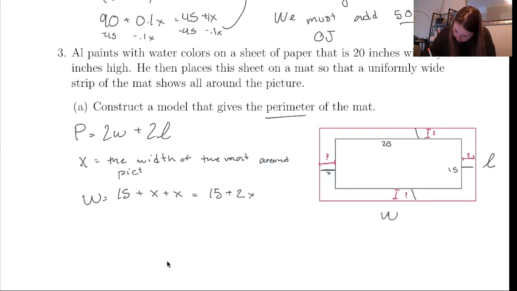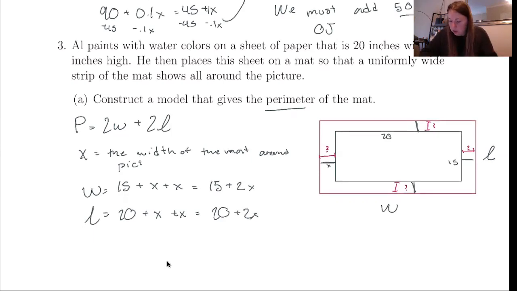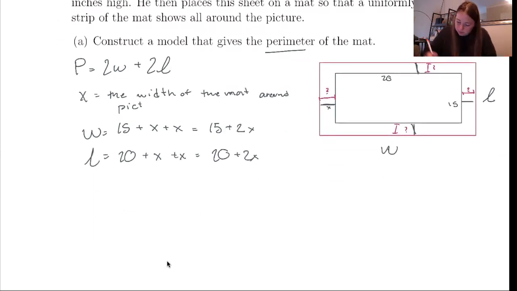Additionally, my length is going to be kind of the same thing. It's going to be 20 plus this other length plus this other length, right? Because we're trying to find the perimeter of the pink one. I should have written this in pink, but whatever. So it's going to be 20 plus X plus X. So 20 plus 2X. Great. So that's the length and the width, but I want to construct a model that gives me the perimeter.